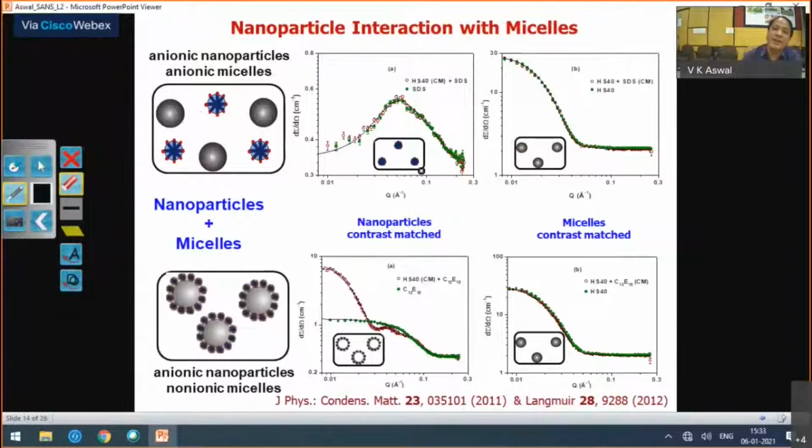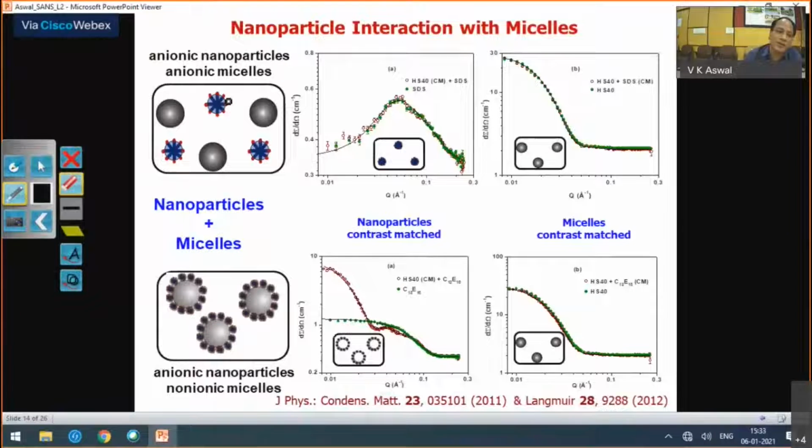And then you see whether it is that of only the micelles actually. So the mixed system and only the micelle individual component under the same contrast conditions, and they exactly match. So what does this mean? This means that they do not physically interact and nothing happens to the micelles. They remain the same, with and without nanoparticles, no structural change of these micelles.